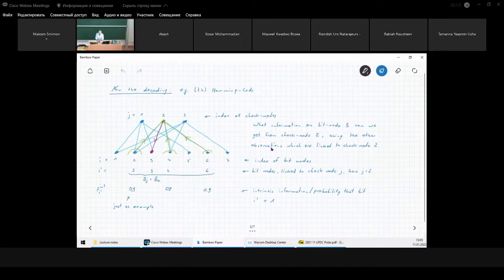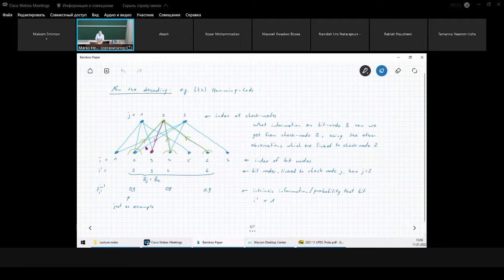Okay, then we came back to our example, this 7,4 Hamming code, and trying to understand what is going on here. I picked one example here. For example, we want to get additional information on our bit node 3, so the third received value in our code word. And the task of the decoding stage is now to try to extract as much information from the other bits as possible. What can we learn from these other observations about our bit 3?